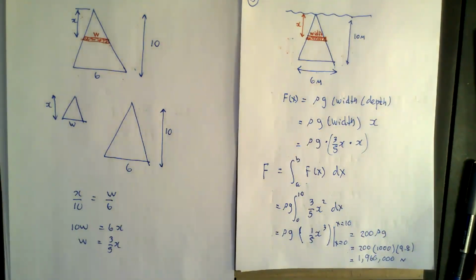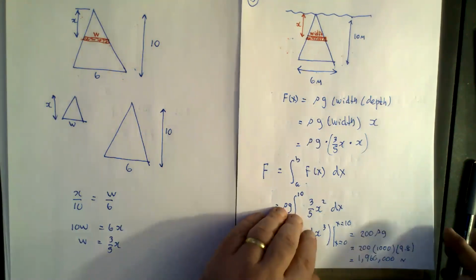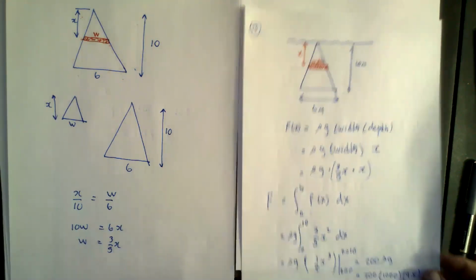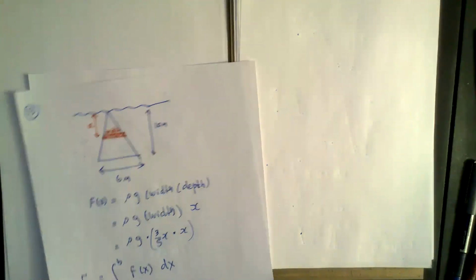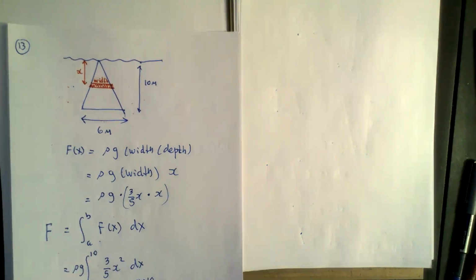The total force acting on that triangular plate is almost 2 million newtons. When you put things under the water, and it doesn't need to be particularly deep, the total force acting on those objects is ridiculously large.